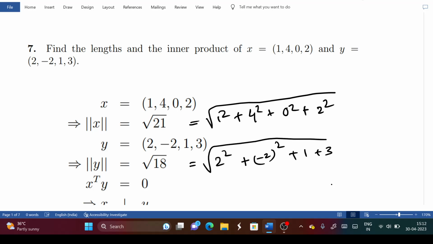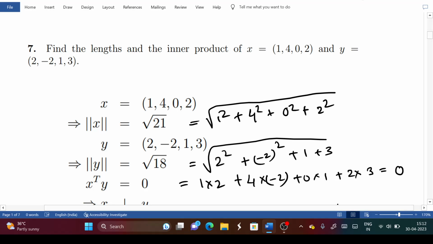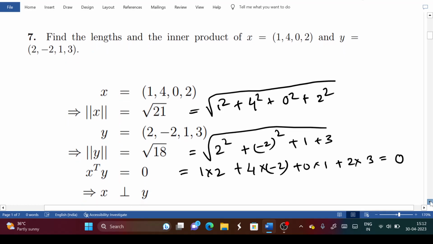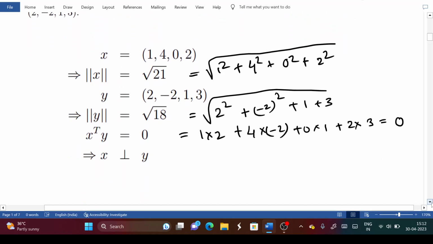Now the inner product of x and y. This is 1 into 2 plus 4 into minus 2 plus 0 into 1 plus 2 into 3. How much is that? 6 plus 2, 8 minus 8, 0. So this is written here. That means the two vectors are orthogonal to each other.